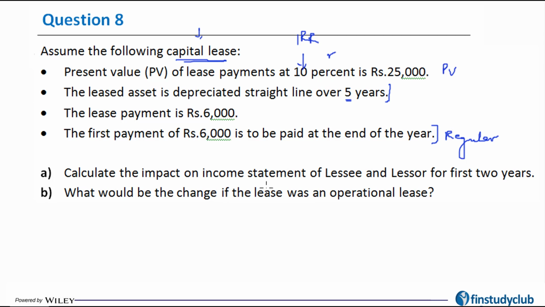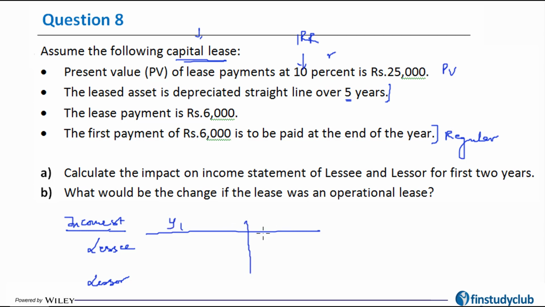Calculate the impact on the income statement of the lessee and lessor for the first 2 years. So what we have to find out is the income statement of the lessee and lessor for year 1 and year 2.